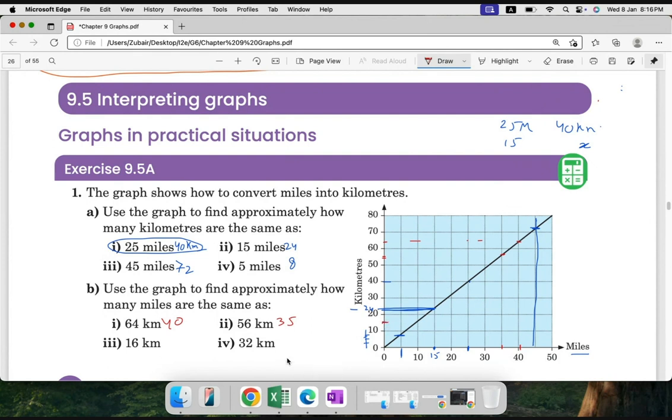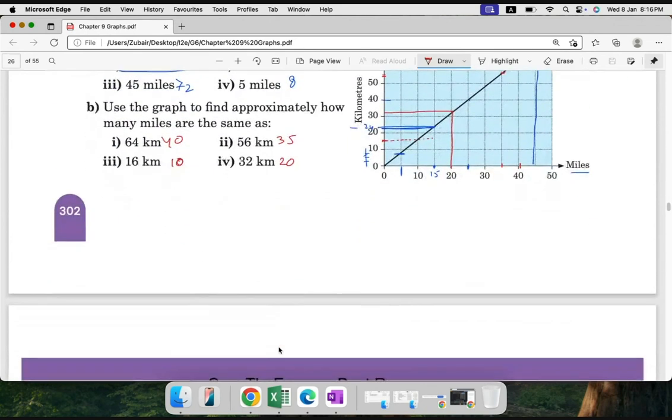What do you think? So 16 kilometers, how many miles? Double of 16 is 32, and double of 10 should be 20. From the graph, we should get this value as well, 20. So, interpreting graphs.